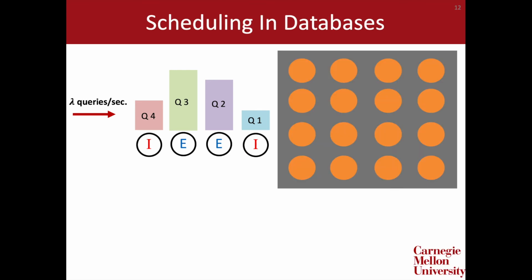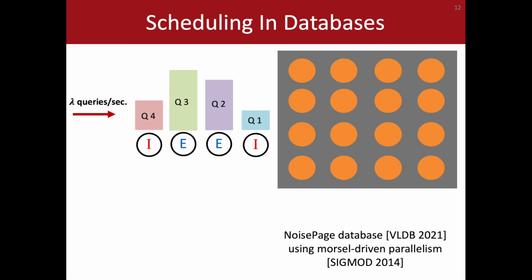Of course, database designers have recognized this problem, and many databases do some form of phase-aware scheduling. In particular, I'll continue to talk about the NoisePage database, which uses a scheduler based on the idea of morsel-driven parallelism. NoisePage uses a policy that I'll refer to as phase-aware first-come, first-served. This policy processes queries in the order in which they arrive to the system, but avoids over-allocating to inelastic phases.